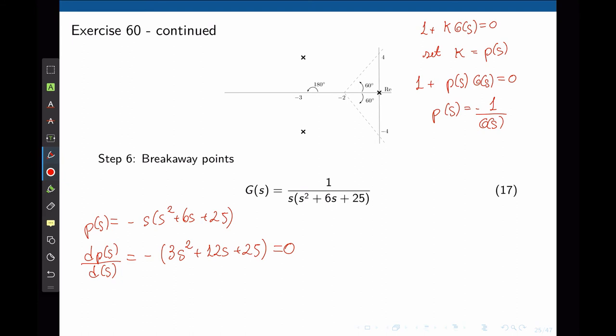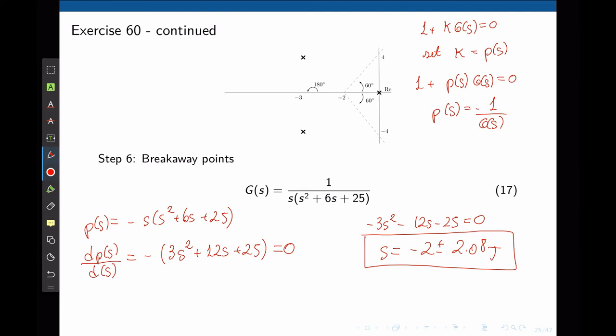Now remember that for a point to be a breakaway or breaking point, it must be a real number. If they are not real numbers, then this particular root locus has no breakaway or breaking point, which means that the complex conjugate poles will never cross the real axis. The solutions to negative 3s squared, negative 12s, negative 25 equals 0 are s equals negative 2 plus minus 2.08j. This is a complex conjugate number, and because of that, there are no breakaway or breaking points. This again means that these two complex conjugate poles will never cross the real axis.